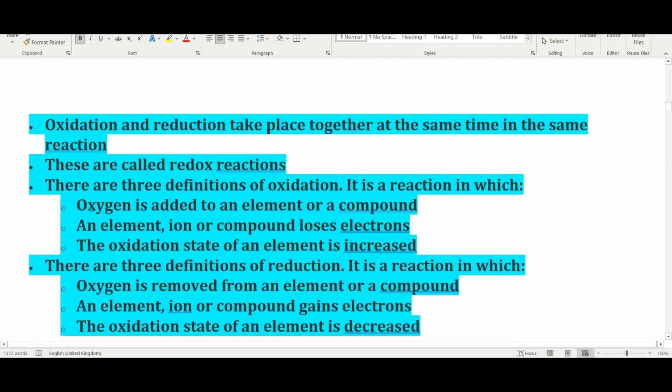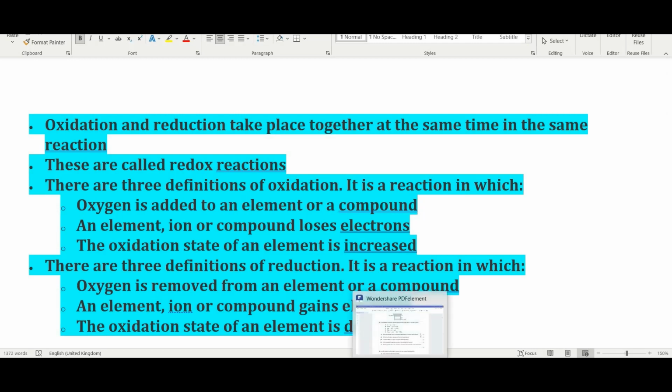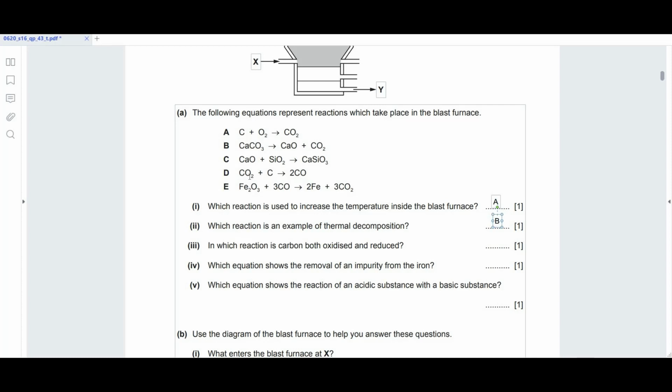Oxidation is the addition of oxygen into an element or a compound, and reduction is the removal of oxygen from an element or a compound. So you can see here what happens in reaction D. Firstly, you need to compare both the reactant side and the product side. In carbon dioxide there are two oxygen atoms, but when it is forming a product, it involves only one oxygen atom. This means that oxygen is being removed, so it is reduction.